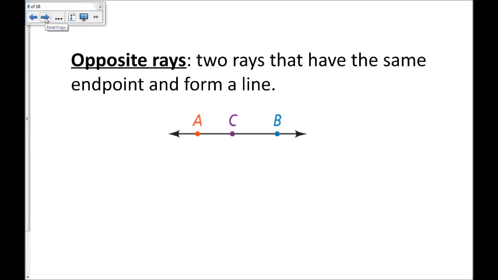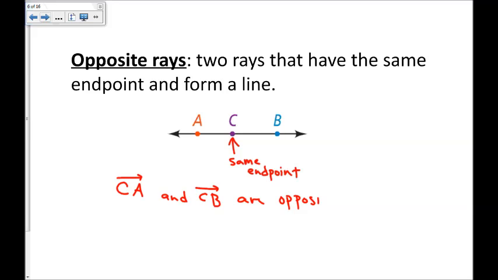Opposite rays are 2 rays that have the same endpoint and form a line. So ray CA and CB are opposite rays.